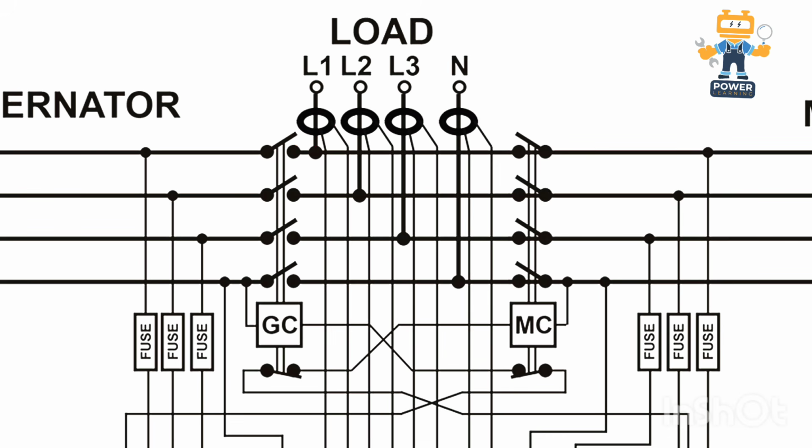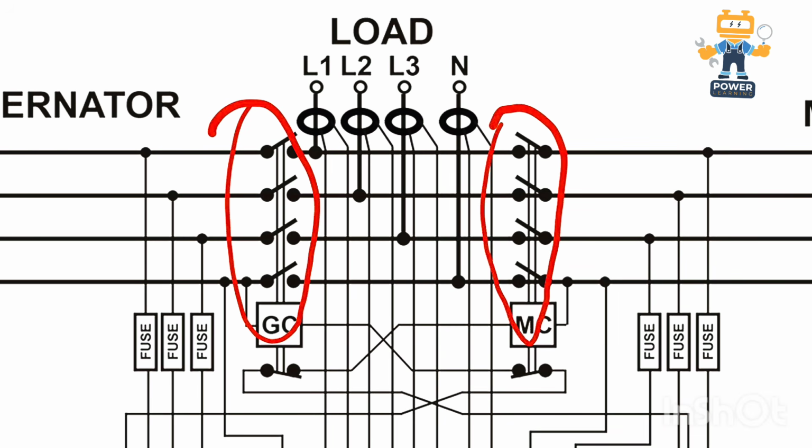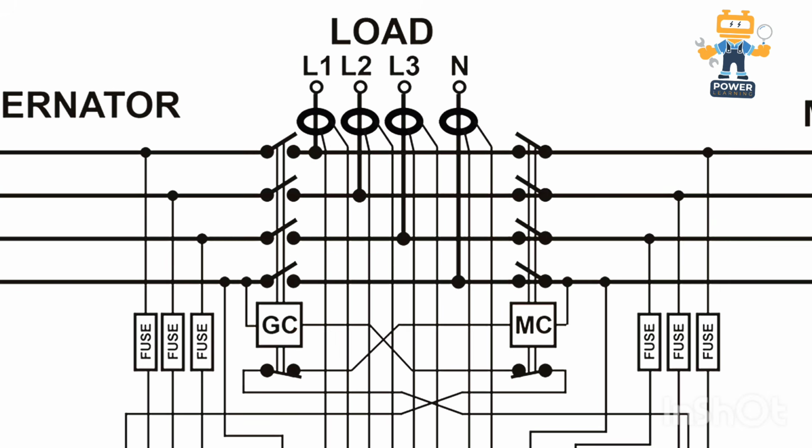So on all three phases plus neutral, we will put the CTs for monitoring current: neutral current, line 3 current, line 2 and line 1 current. And if you notice here, because this video is for the newcomers, this part is the generator breaker and this part is the mains breaker. In between, these wires are showing that this is the common bus for the ATS. So this controller you will use also on ATS panel.